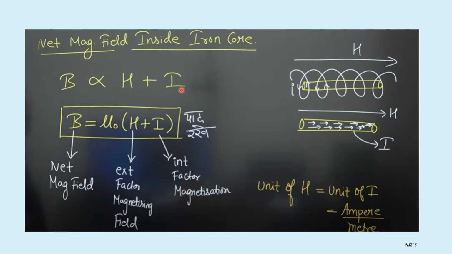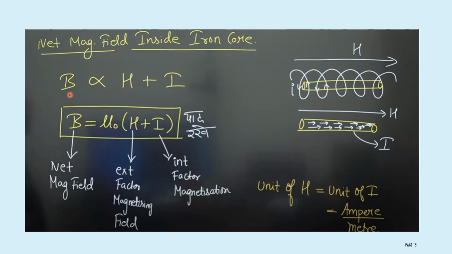Then this I is nothing but magnetization. If you keep an iron core inside a solenoid, because of the external magnetic field, the magnetic dipoles inside the iron core will align in a proper direction. Because of the alignment of magnetic dipoles, that iron core will get magnetization. Because of this magnetization, it will add to the external magnetic field.